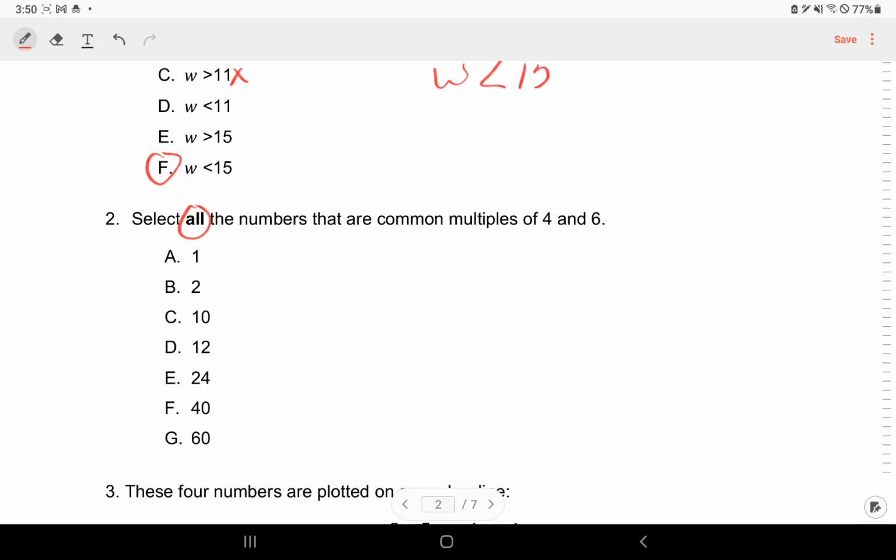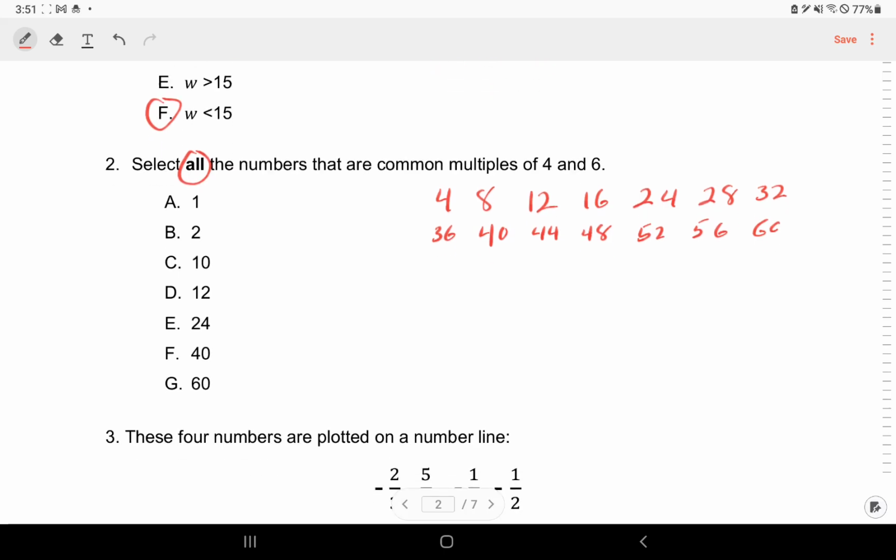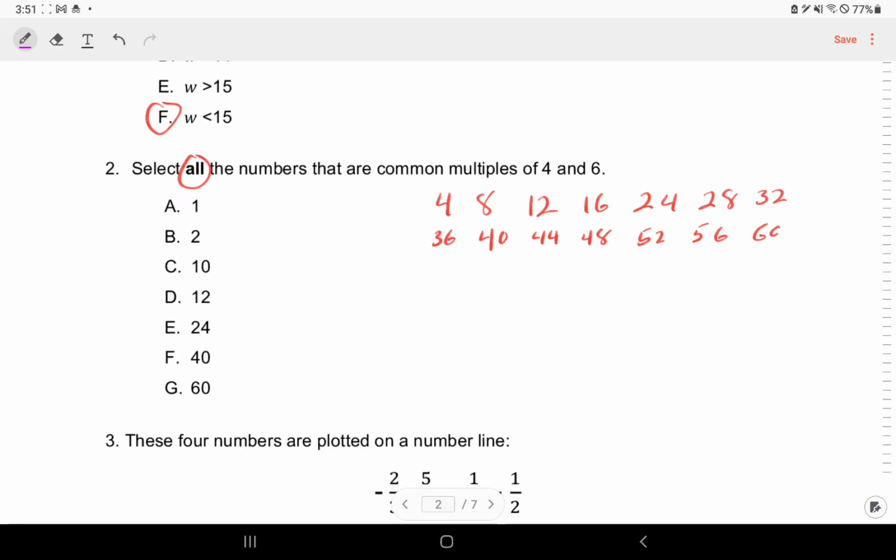Okay, select all the numbers that are common multiples of 4 and 6. Well, multiples of 4: 4, 8, 12, 16, 24, 28, 32, 36, 40. It goes all the way up to 60: 44, 48, 52, 56, 60.